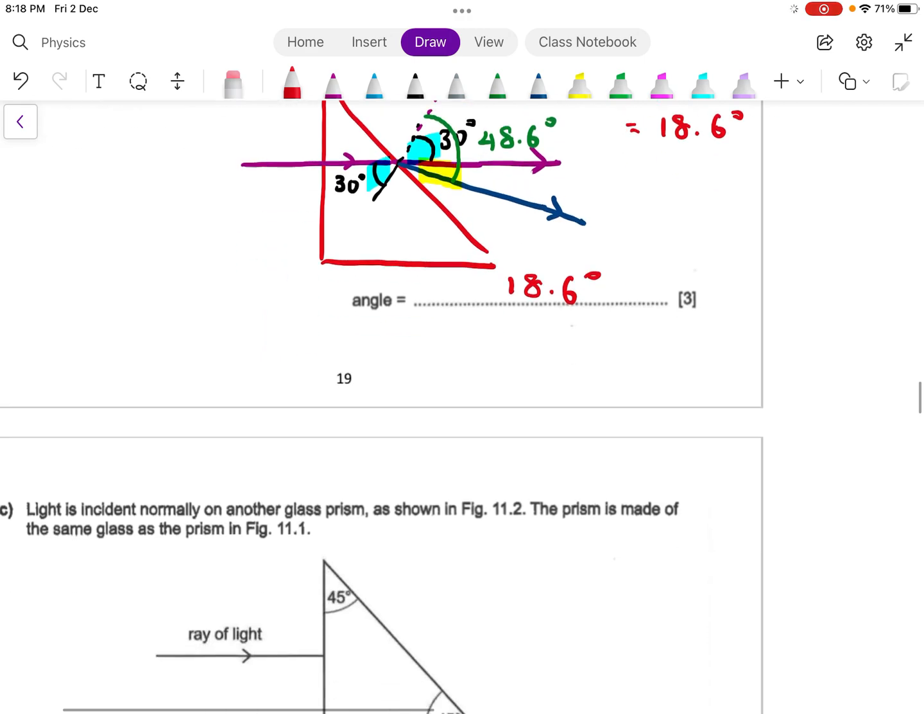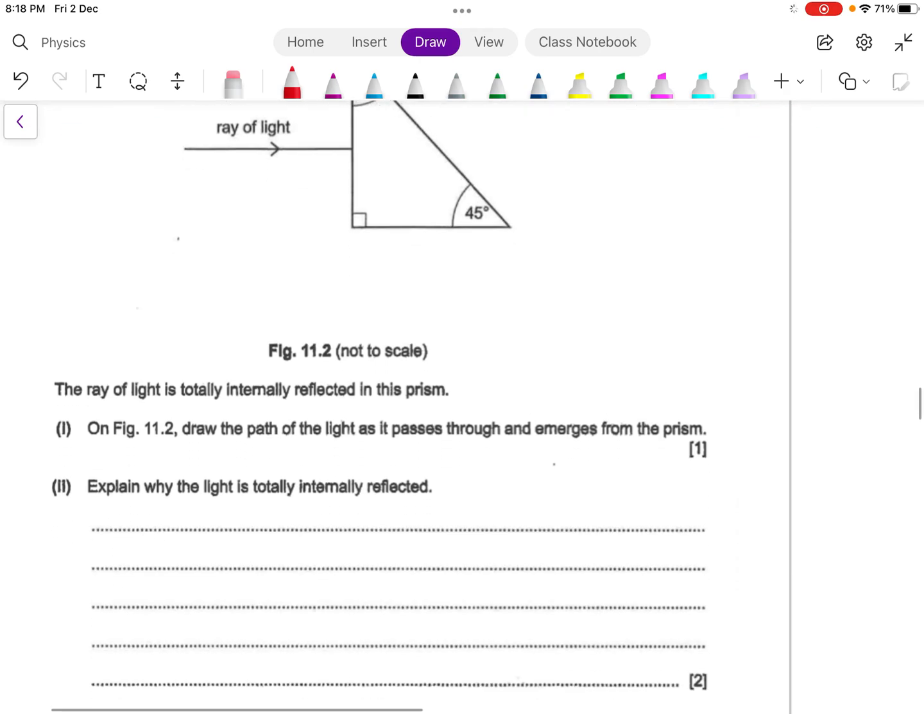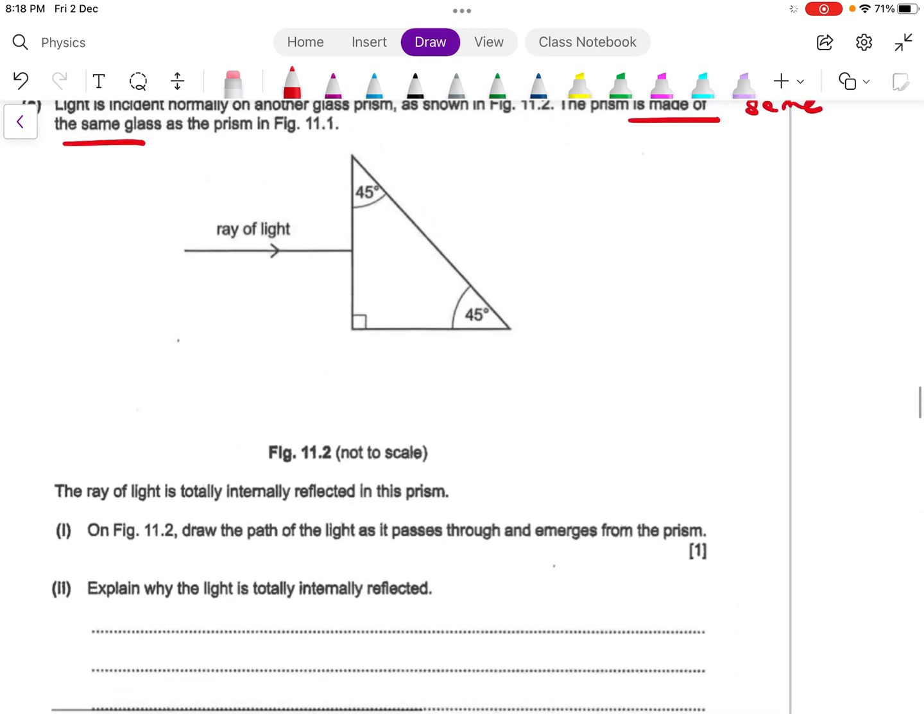Okay, so let's move on to part C. Part C, we have this light, which is the same thing, incident normally on another glass prism. The prism is also made of the same glass. It means that the refractive index is the same. Now let's look at what they want. The ray of light is totally internally reflected in the prism. So on figure 11.2, draw the path of light as it passes through and emerges from the prism.